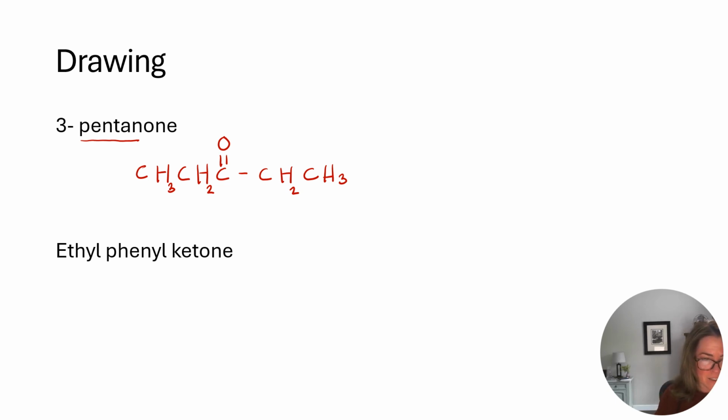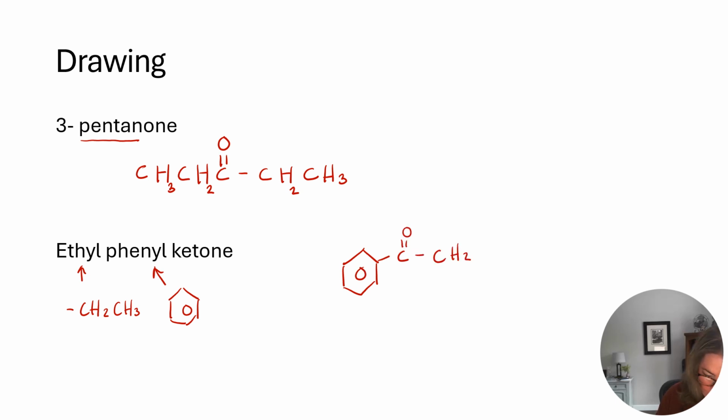All right, my last is an ethyl phenyl ketone. So ethyl means that I have 2 carbons, and phenyl means that I've got an aromatic. And these 2 groups are going to be connected with a carbonyl. So I've got my phenyl connected to my carbonyl, connected to my ethyl group. Okay, and we'll continue to do more of this in class.